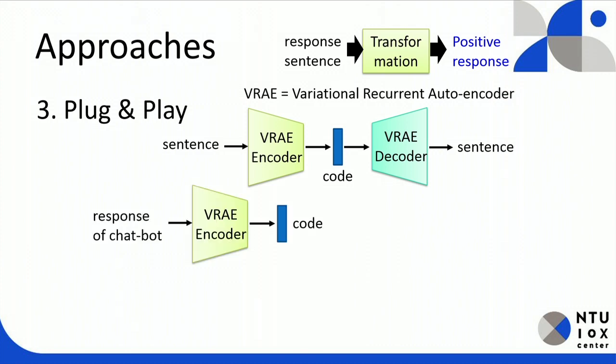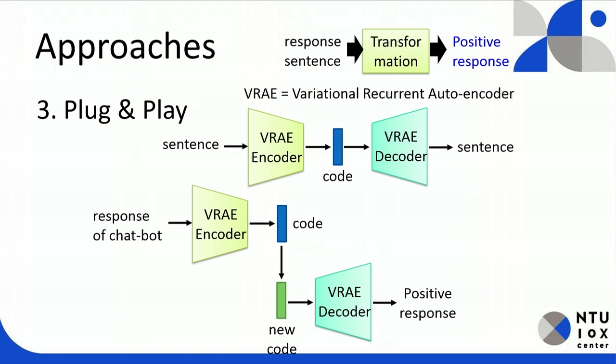Then to transform a general response into a positive one, the idea is: given the response of the chatbot, the encoder generates a code. Then you modify the code. I will tell you how to modify the code. Then the decoder takes this new code as input and generates another response, and hopefully it can be positive.